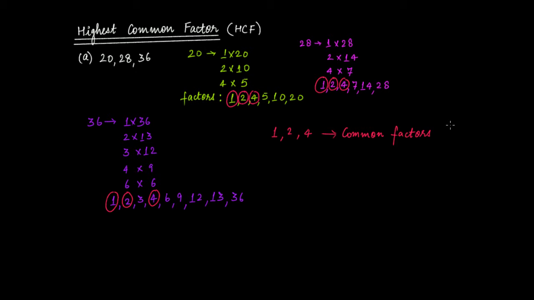So, these are the common factors. Now, you have to find the highest or the greatest of them. The greatest of them will of course be number 4, because number 4 is the greatest of these. So 4 will be the highest common factor, or in short, HCF.